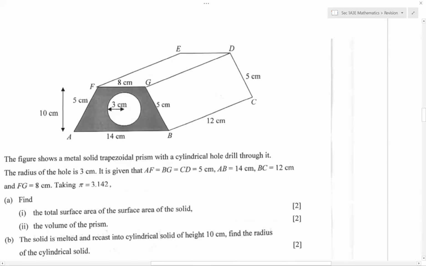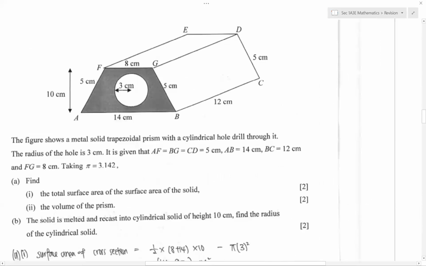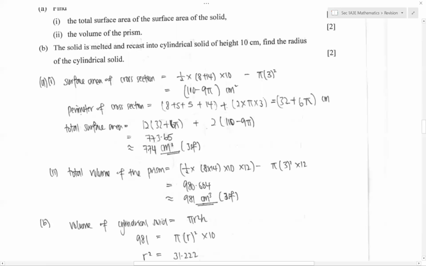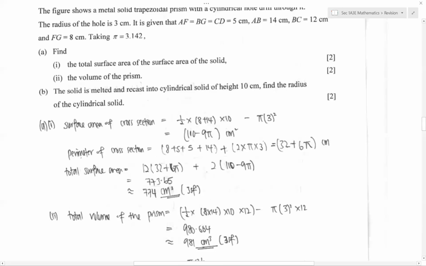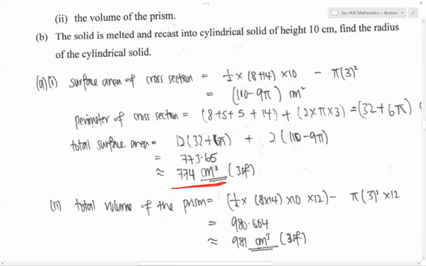Okay, next one. And we probably have to stop here already. Question 6. Let you check your answer. Okay, the first, part A, 1: 744 square centimeters. Anybody needs me to go through?